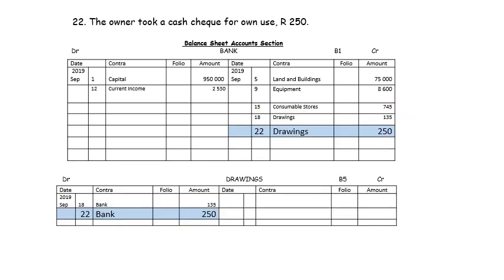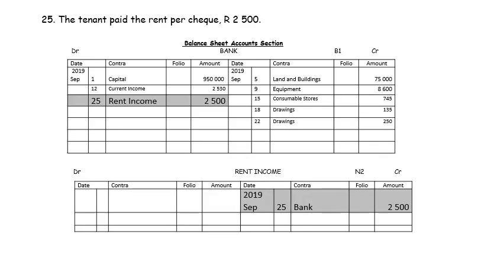Next instruction, on the 22nd, the owner took a cash check for own use. So the owner is taking money again. On the 22nd, spending money, so bank will be credited on the 22nd. Money the owner takes is called drawings. We're going to write in the drawings account again. On the 22nd, money came from the bank. The owner took 250 Rand. Double entry principle. Here is the debit. There's the credit. Then on the 25th, the tenant paid the rent per check.